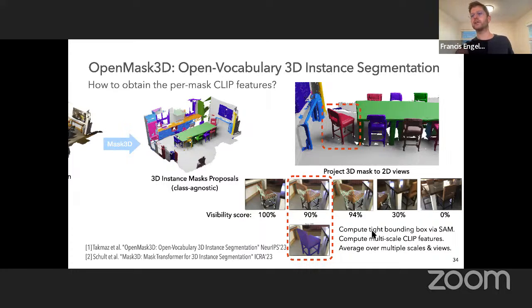So that is what we do. We have this tight bounding box from SAM, then we have multiple crops. For each crop at different scales, we compute the CLIP embedding, and then we simply average over all the scales, over all the crops, and also over all the views where this particular object is visible. This is then the CLIP feature that we attach to the individual object masks.